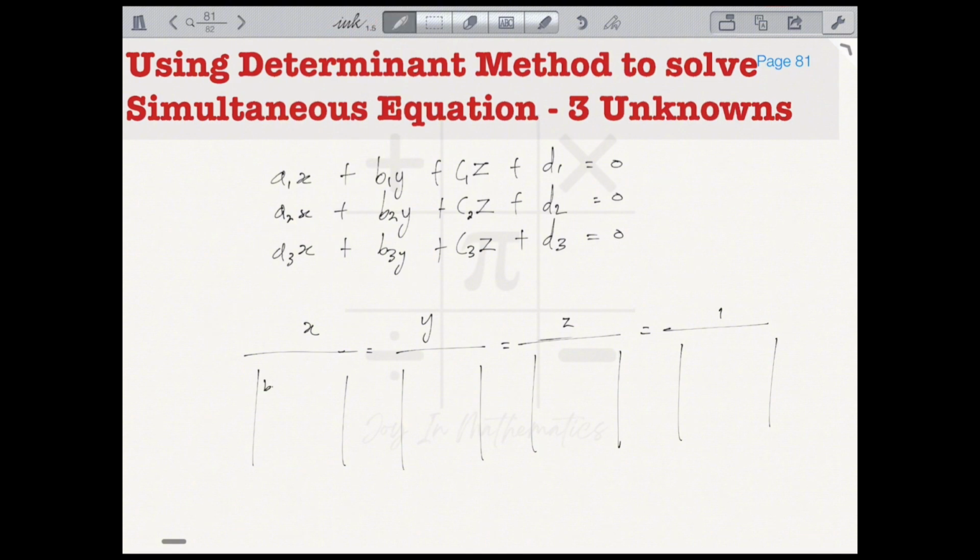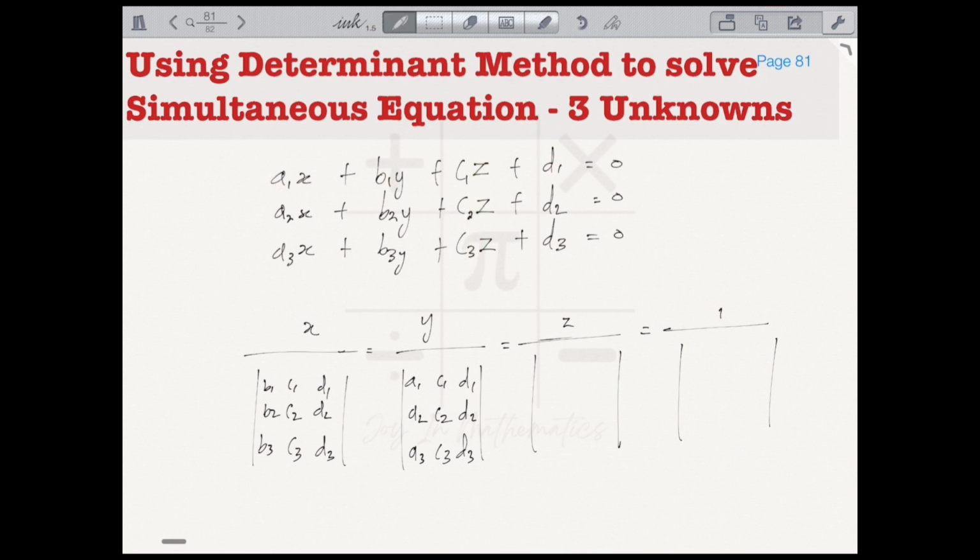So that's b1 c1 and d1, b2 c2 and d2, b3 c3 and d3. Likewise for y, we cover all of y and then we are left with a1 c1 d1, a2 c2 d2, a3 c3 and d3. And for the z term, nullify these and we're left with a, b and d terms.